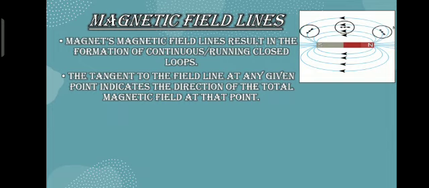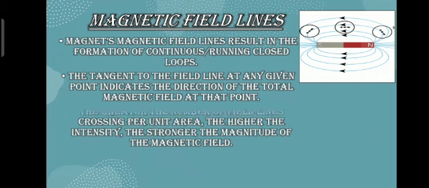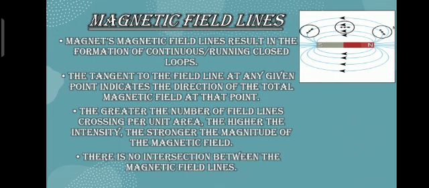The tangent to the field line at any given point indicates the direction of the total magnetic field at that point. The greater the number of field lines crossing per unit area, the higher the intensity, the stronger the magnitude of the magnetic field. There is no intersection between the magnetic field lines.